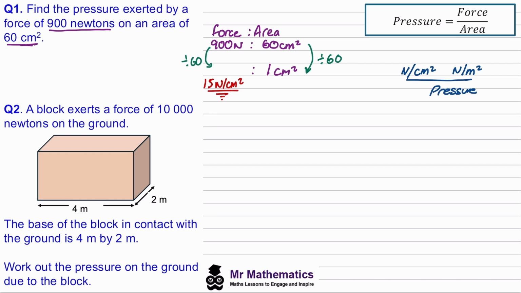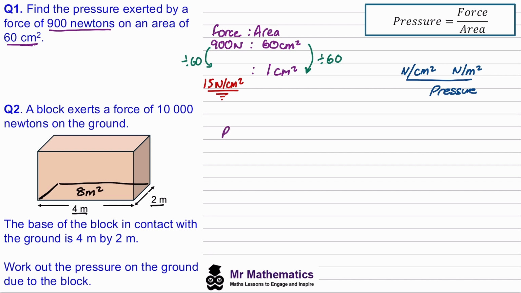Okay, so welcome back if you had a go. So the first thing we need to work out is the area of the block which is in contact with the ground. And this is this rectangle. And we know it's 4 by 2. This will have an area of 8 meters squared.